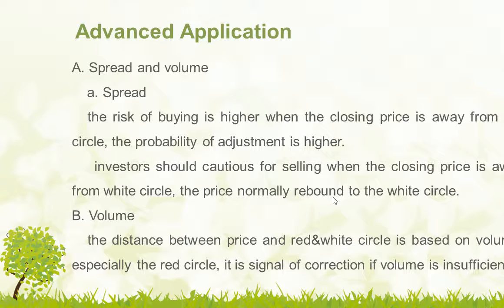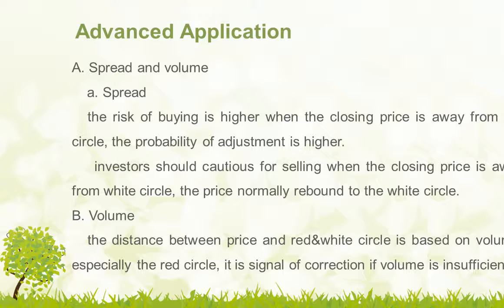Advanced application, spread and volume. The first one is spread. The risk of buying is higher when the closing price is away from red circle. The possibility of adjustment is higher. So if you see the price is away from the red circle, you cannot buy, okay? Even if the first red circle appears, but you can see the price is away from red circle, you cannot buy because the possibility of adjustment is higher. Then investors should be cautious about selling.